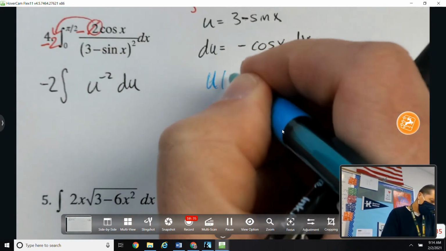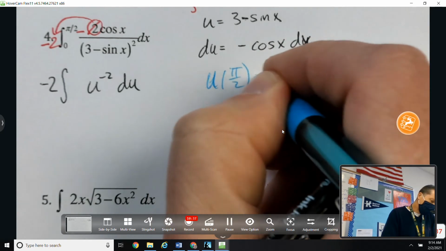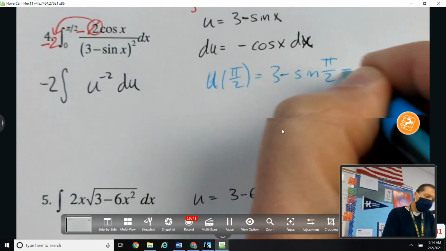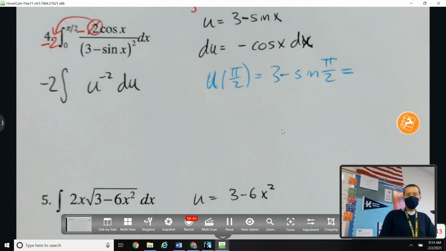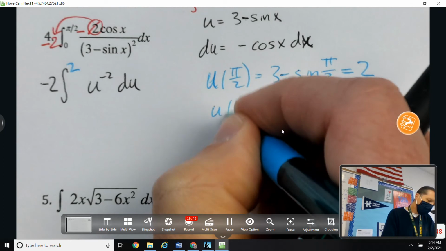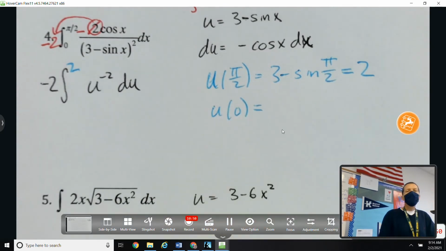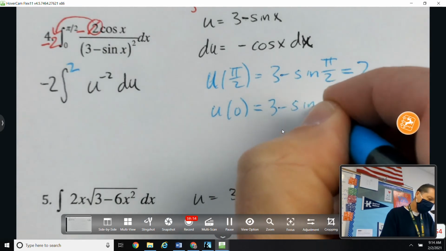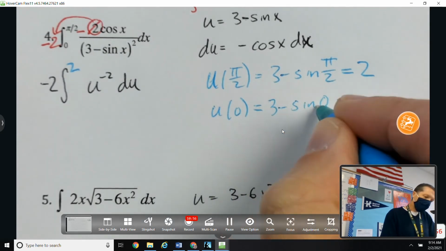So u of pi over 2, 3 minus sine pi over 2. Sine pi over 2 is 1. U of 0, so I'll plug in 0 for x. Sine of 0 is 0, so 3.